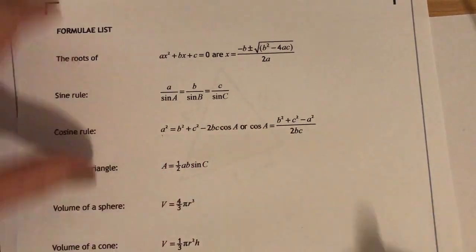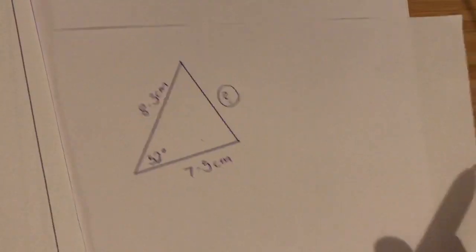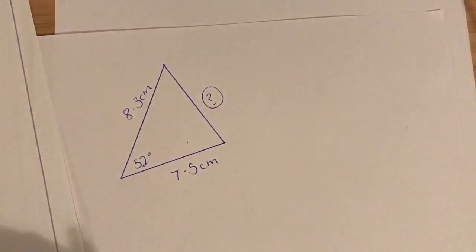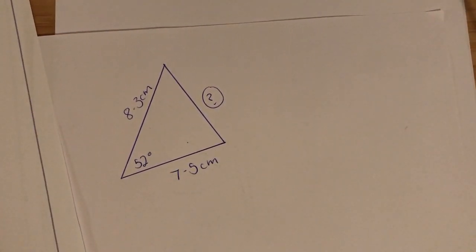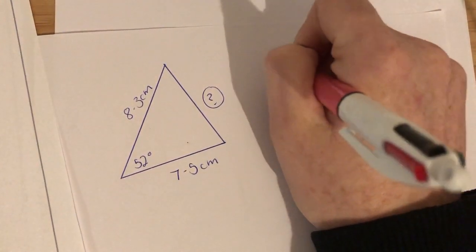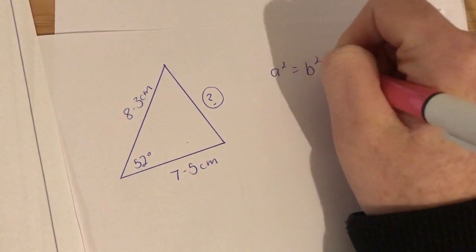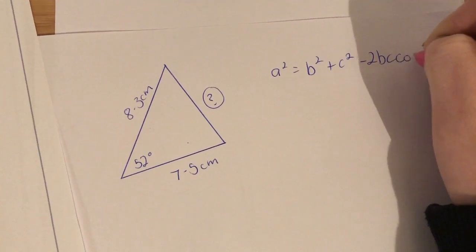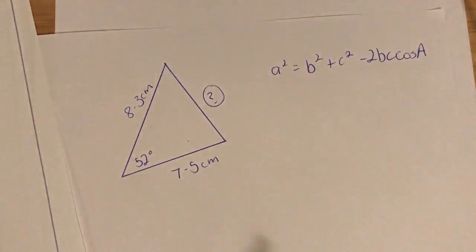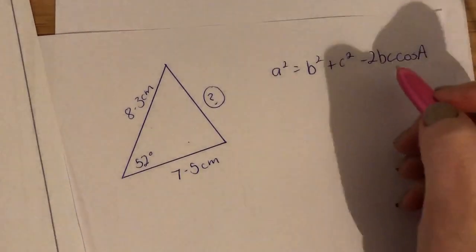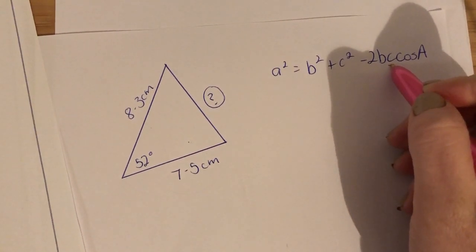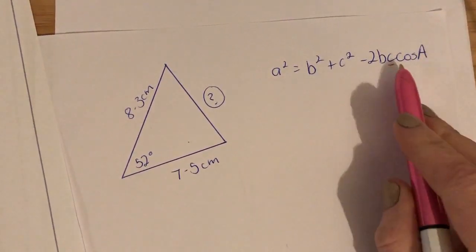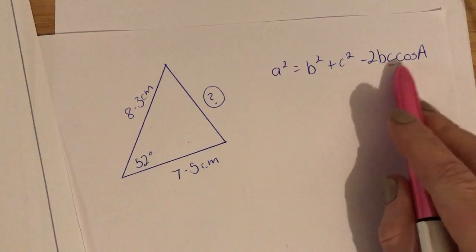So here we're going to use a squared equals, I'll just copy it down first. So a squared equals b squared plus c squared minus 2bc cos A. I just want you to be really careful when you're copying this down that you actually have 2bc cos A. Don't make that 1c. 2bc cos A.